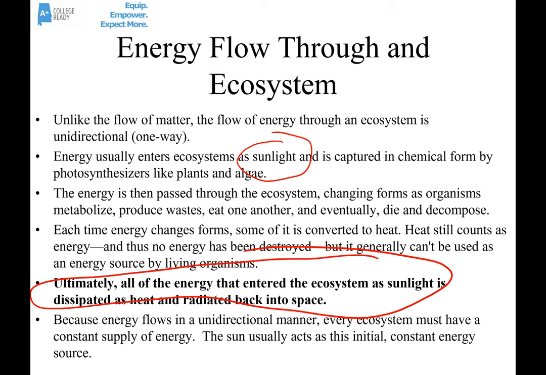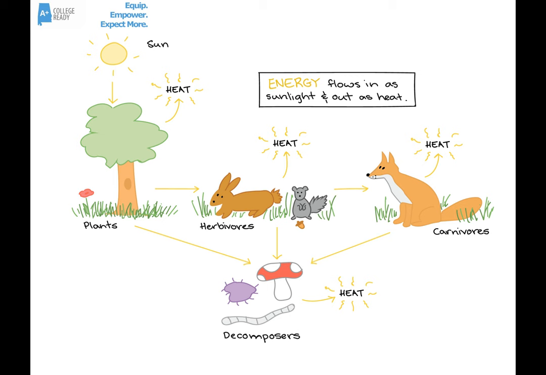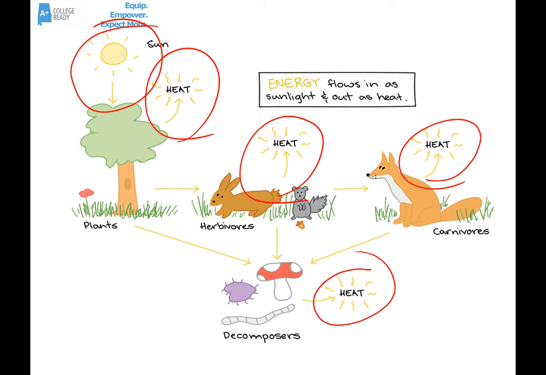So because energy flows in this one-directional manner, an ecosystem has to have a constant incoming supply of energy. And almost always, this is sunlight. So here we can see that we've got the sun providing the energy in. Each part of the food chain is giving off heat energy, which again is going to radiate out into space. Notice even the decomposers do that. So energy flows in as sunlight. It flows out of the ecosystem as heat.